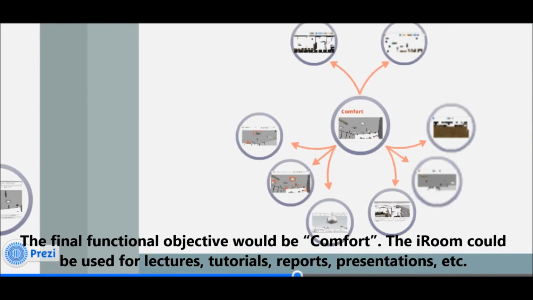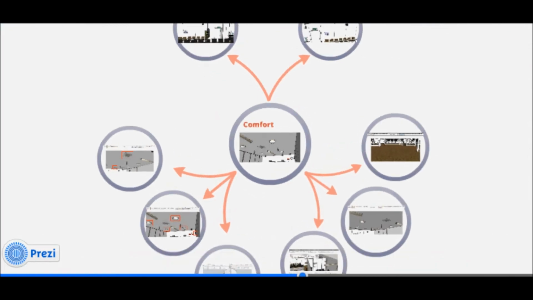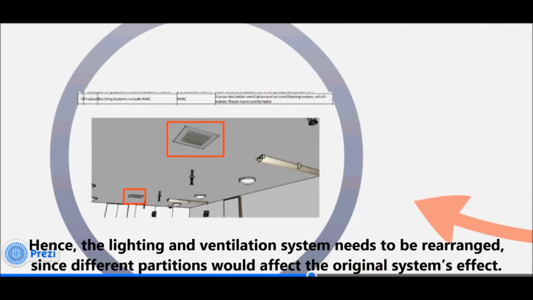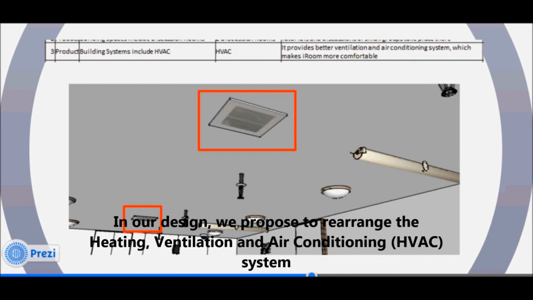The final functional objective will be comfort. The I-room could be used for lectures, tutorials, reports, presentations, etc. We would like the room to provide a comfortable condition for the users inside. Hence, the lighting and ventilation system needs to be rearranged, since different partitions would affect the original system's effect. In our design, we propose to rearrange the heating, ventilation, and air conditioning system.